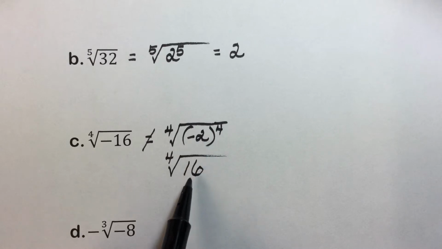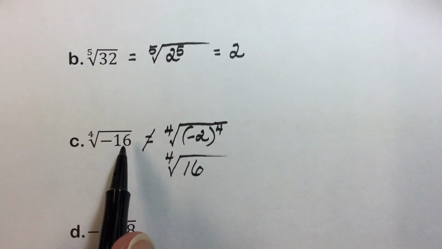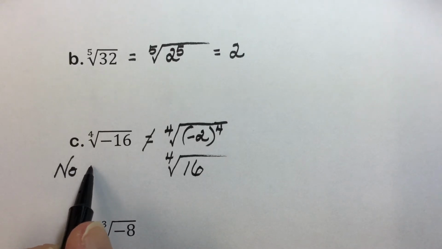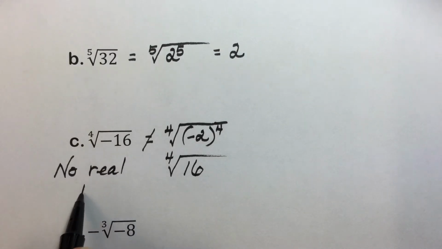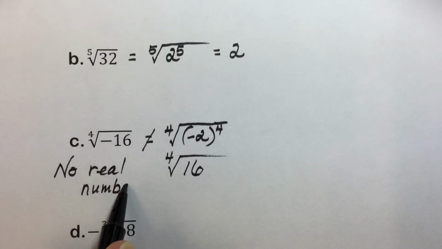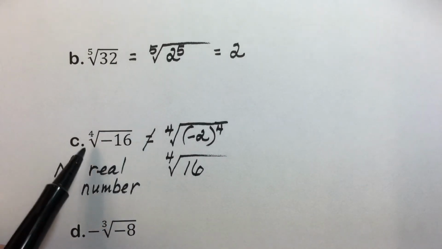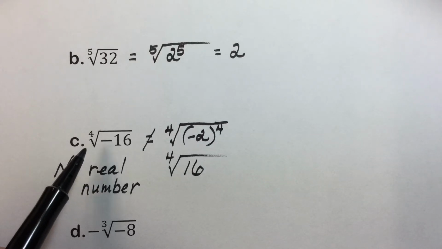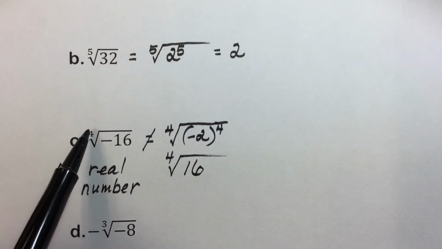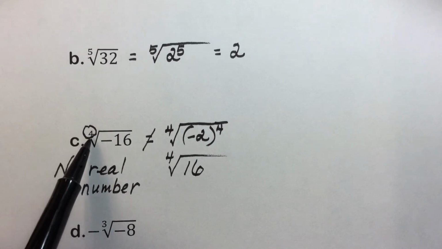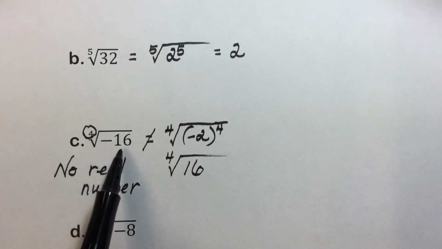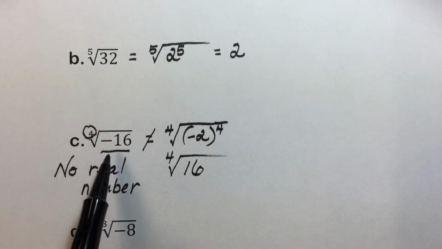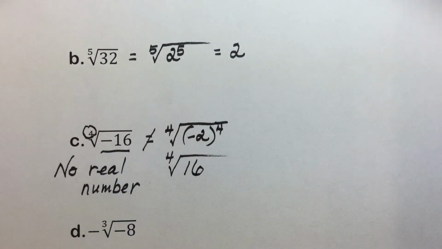So here, this is not possible, and we will say there is no real number that will satisfy this radical expression. If n is an even index, which here we have a 4, and our radicand is negative, then that root of that radicand is not a real number.